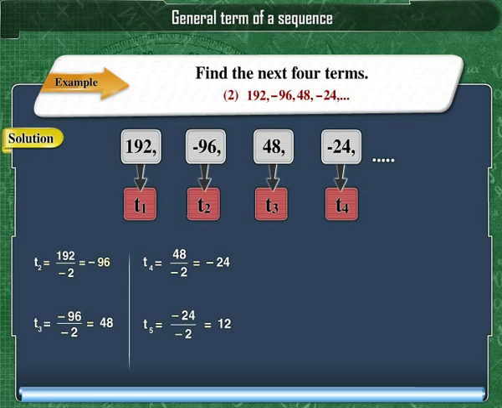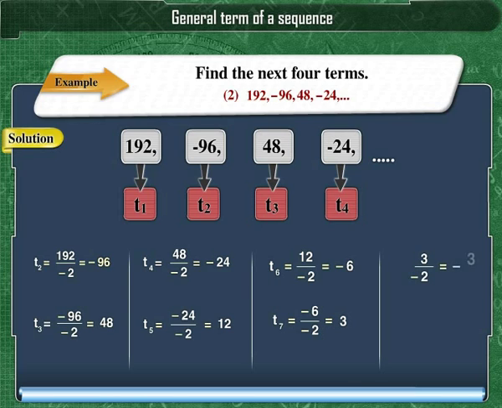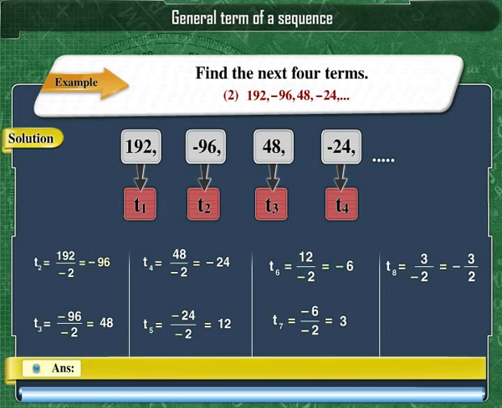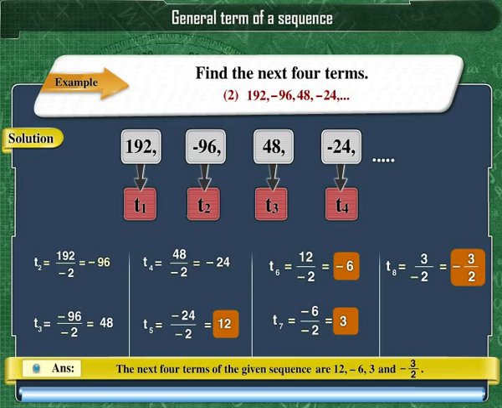Now we can find the next 3 terms in the same way. 12 divided by minus 2 is minus 6. Minus 6 divided by minus 2 is 3. And 3 divided by minus 2 is minus 3 upon 2. Therefore, the next 4 terms of the given sequence are 12, minus 6, 3 and minus 3 upon 2.